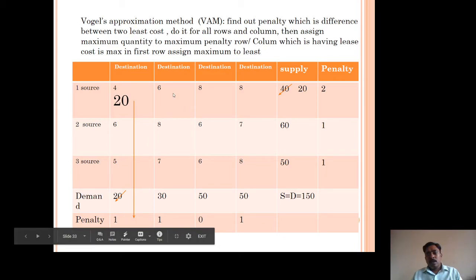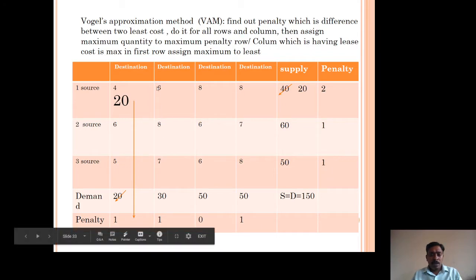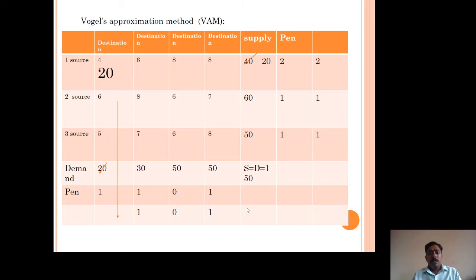Now we need to calculate the penalty again. The penalty for this row is 8 minus 6, again 2. Leave this one. Then 7 minus 6, again 1. Then here the difference between the minimum and next minimum is again 1. Then vertically for this column, 7 minus 6 is 1. Then here it is 0 and here it is 1. So in this way calculate the penalty.